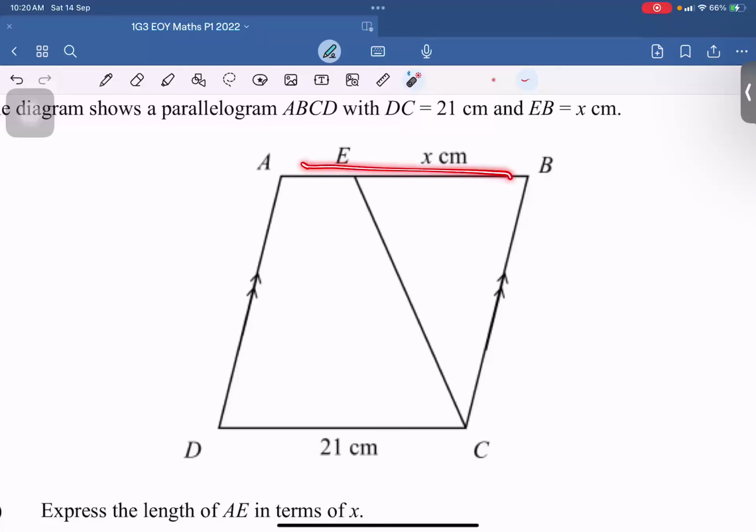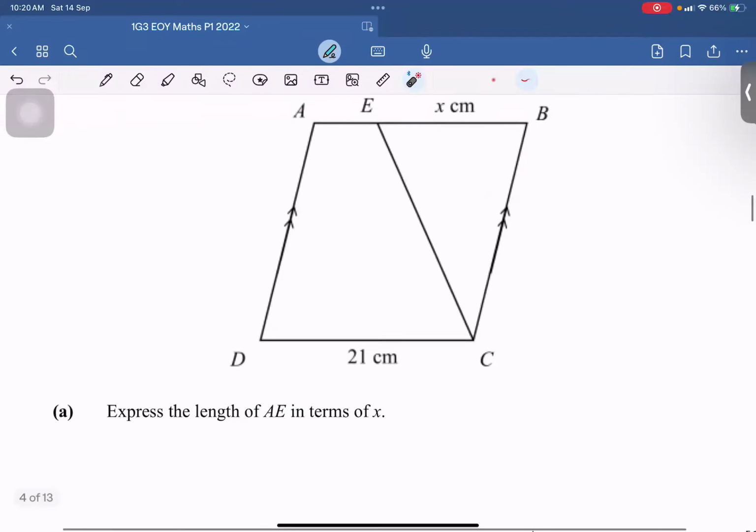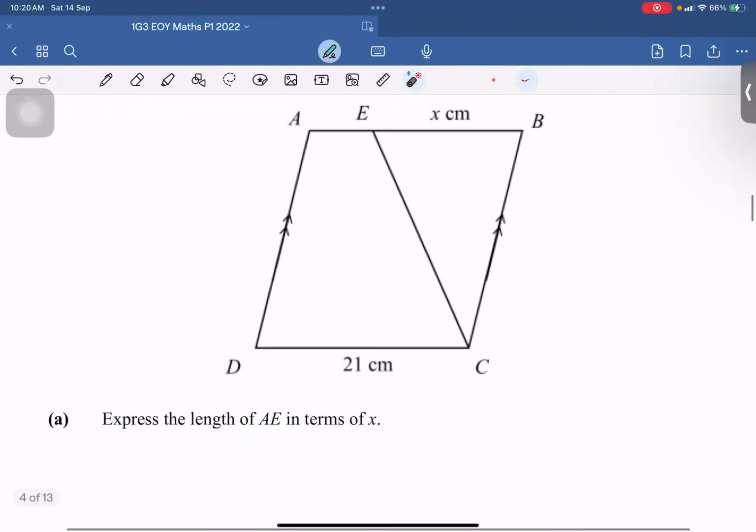Okay, so if it's two pairs of parallel lines, these two sides will definitely be equal in length. Can you give me one more property of a parallelogram, maybe involving angles? What can you tell me about the angles? Opposite angles are equal. Yes, the opposite angles in the parallelogram are equal to each other. So first question over here, express the length of AE in terms of x. Anyone can give me the answer?